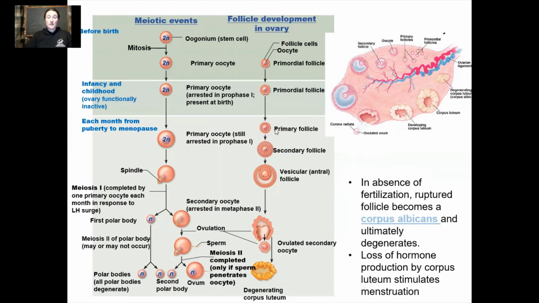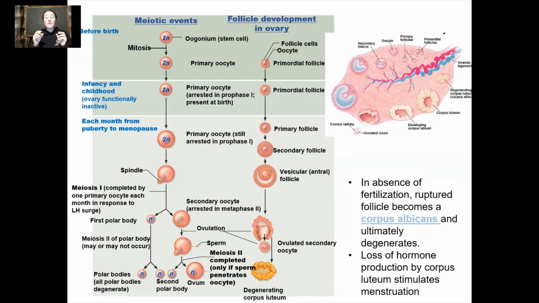So the primary follicle is characterized by squamous cells getting fatter into cuboidal cells. The cuboidal cells are going to replicate, making many, many layers. These are called granulosa cells. They are separated from the oocyte by the zona pellucida.